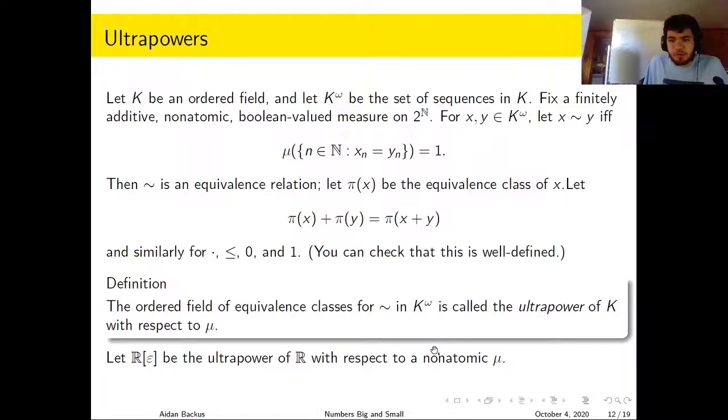All right, so let's just choose some mu arbitrarily. There's lots of them. Pick some ultrafilter mu. And let's just say R(epsilon) is the ultrapower of R with respect to mu. And we should check that this thing is a hyperreal field. Okay, let's say we know that it's an ordered field. We need to check that it's a hyperreal field, and before that we need to check it's real closed.